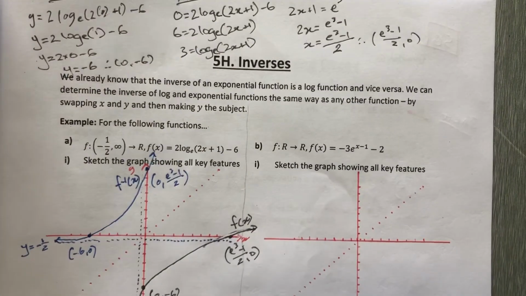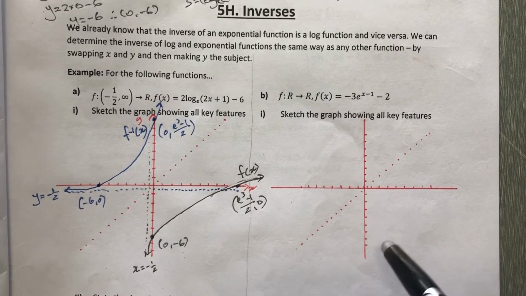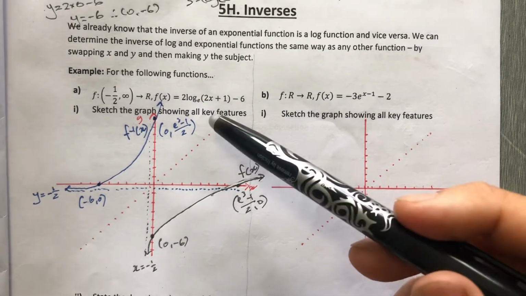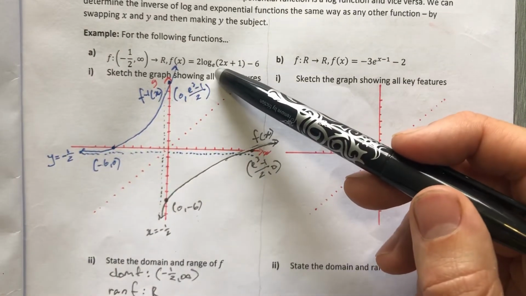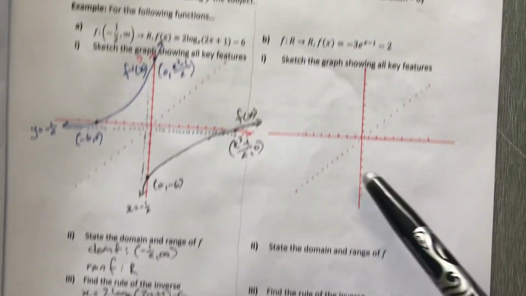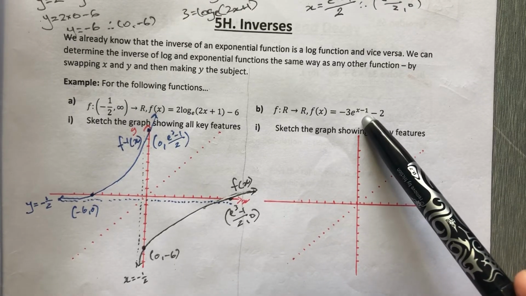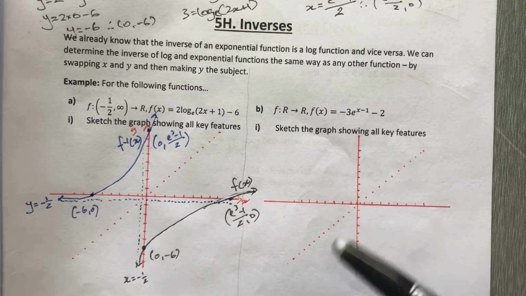This one over here, I'm not actually going to do this for you right now. I want you to try to do it by yourself. With this one here, we started with a log. We found the inverse, which ended up being exponential. So you could probably guess, hopefully, that if you're starting with an exponential and you want the inverse of that, it's going to be a log.